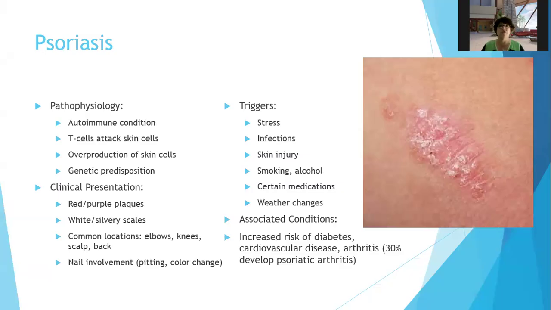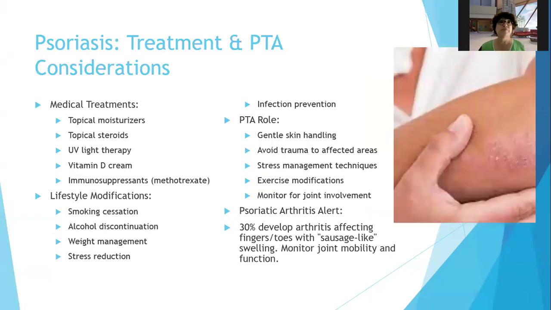So when you have psoriasis, you have an increased risk of diabetes, cardiovascular disease, and arthritis. 30% of people with psoriasis develop psoriatic arthritis. So the treatment, usually it's treated with topical moisturizers, topical steroids, sometimes UV light therapy. I think going to Hawaii would be a good treatment. Vitamin D cream and sometimes immunosuppressants. The new medications that you hear about if you watch television and see medication ads, they're usually those methotrexate immunosuppressants.